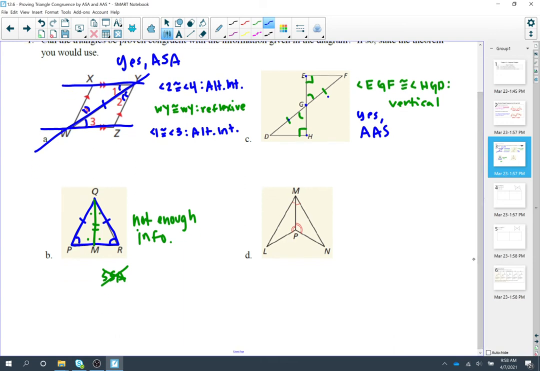Letter D. So letter D, they're giving us angle M, and they're giving us angle P. So we already have two angles that are congruent. Then I'm going to look at this and say, okay, well, what about MP? That's a side. Do you notice they both share MP? So MP is congruent to MP by the reflexive property, which gives me an angle, a side, and an angle. That is a theorem. So here we can say yes by the angle, side, angle theorem.